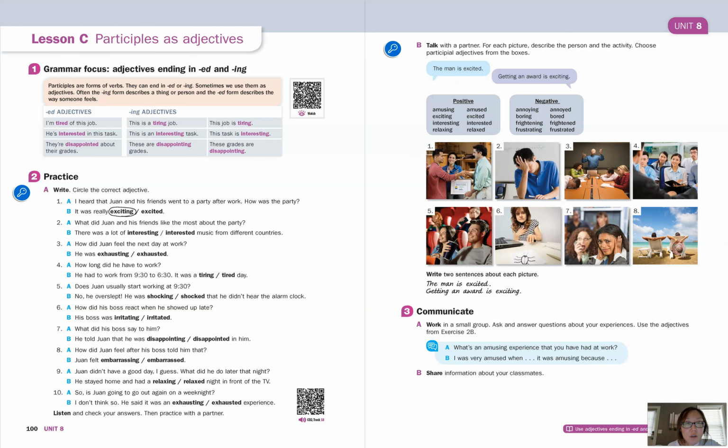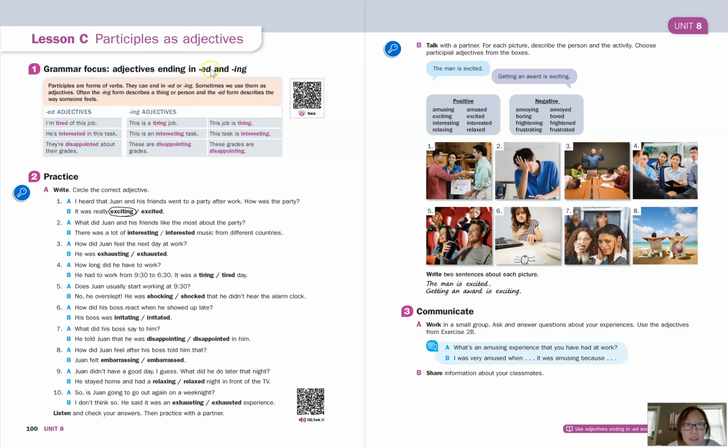Today we are going to look at lessons C and D of Unit 8. So let's go ahead and open our student's book to page 100. Page 100. And in this lesson we are going to learn about participles as adjectives. Okay, and we're going to focus on adjectives ending in ed and ing.